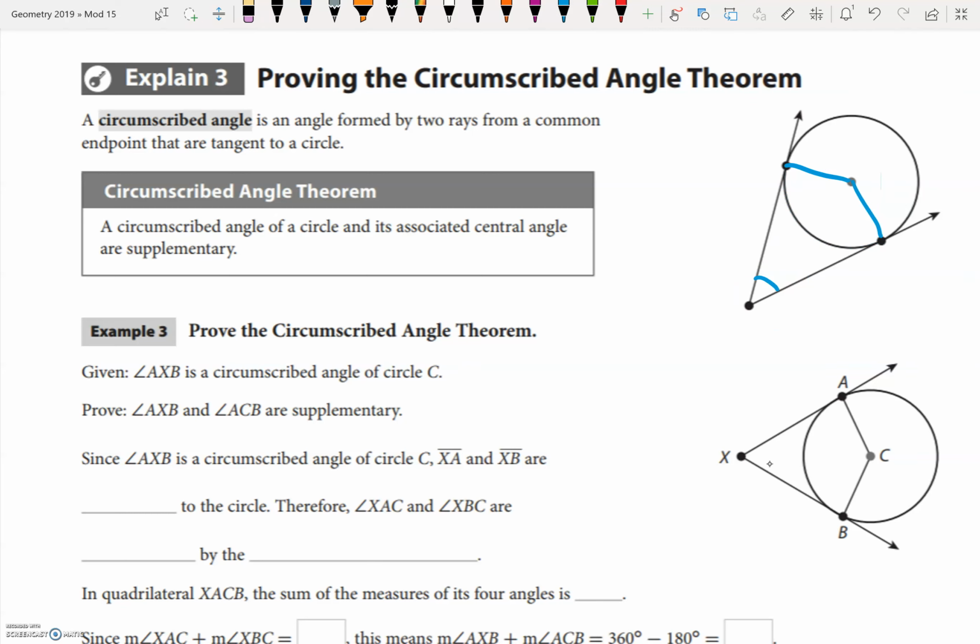Well, we've got this angle here and this angle. These are going to be supplementary. Well, if we know from the previous one about our tangent lines that this is 90 degrees and this is 90 degrees, and we know that a quadrilateral is 360 degrees, we could do 360 minus 90 minus 90, and you will end up getting 180. The remaining two angles are going to sum to 180 degrees, which shows that they are supplementary.